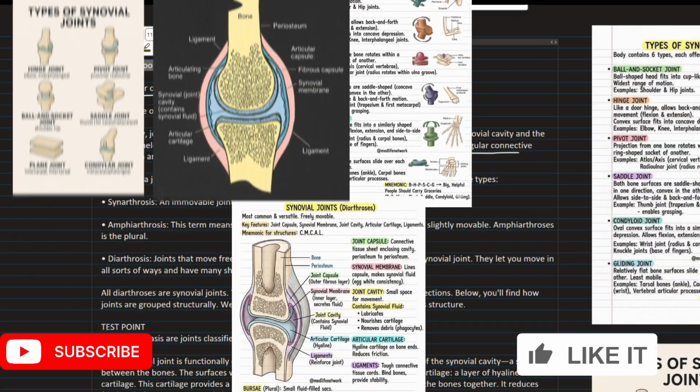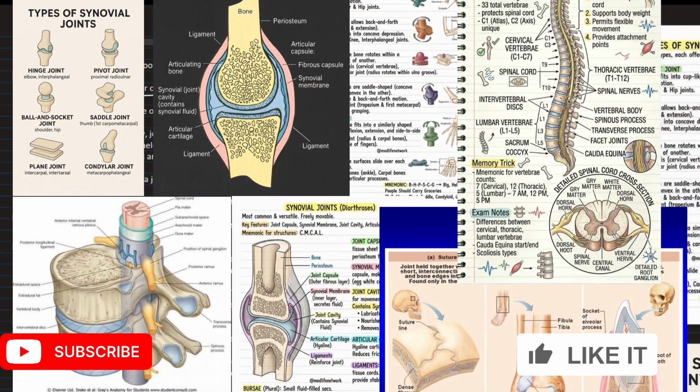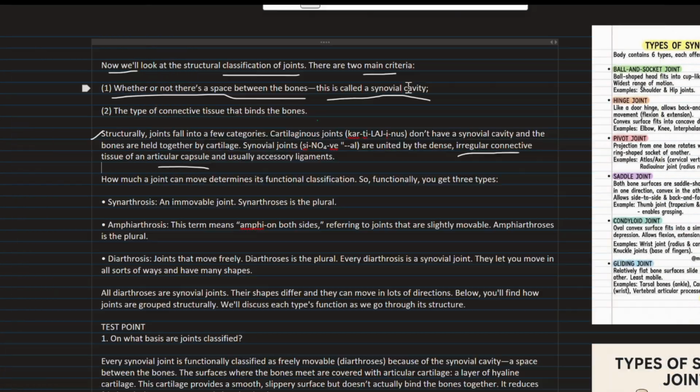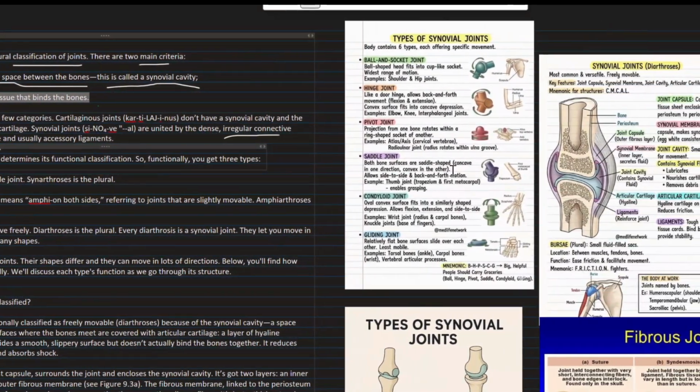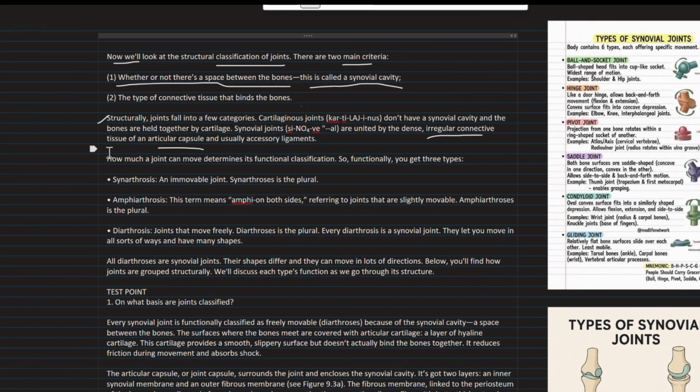Now we'll look at the structural classification of joints. There are two main criteria. 1. Whether or not there's a space between the bones. This is called a synovial cavity. 2. The type of connective tissue that binds the bones. Structurally, joints fall into a few categories.